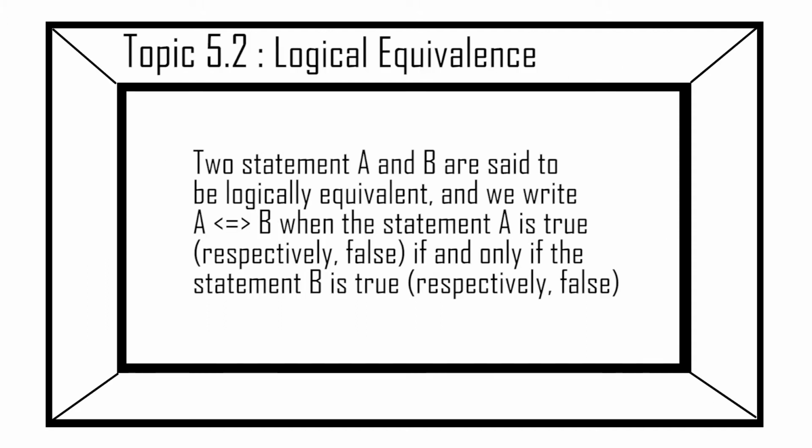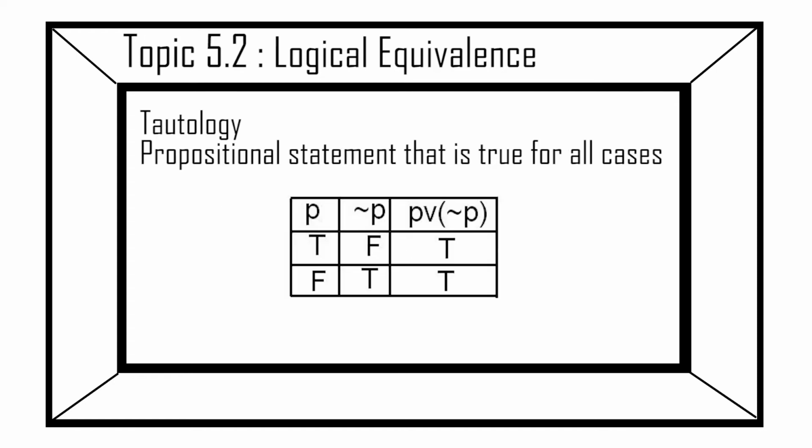Two statements A and B are said to be logically equivalent, and we write A is logically equivalent to B, when the statement A is true, respectively false, if and only if the statement B is true, respectively false. On the other hand, we can say that two statements A and B are logically equivalent if the truth values for the statements A and B are equivalent or similar.